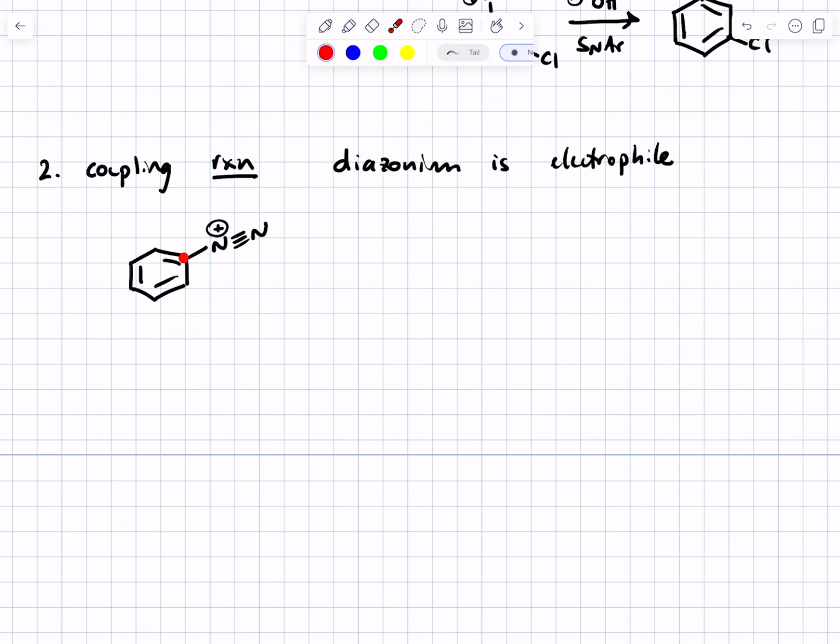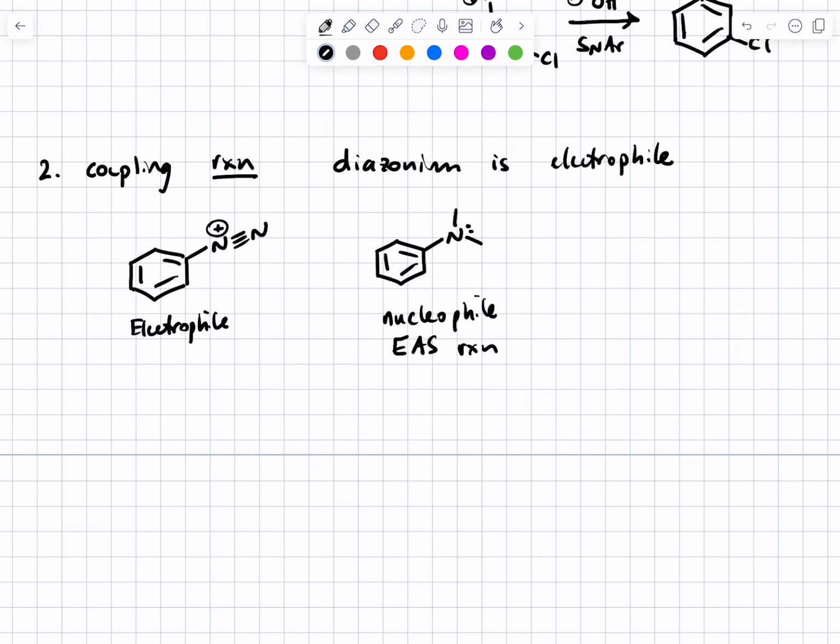Now, we already showed you that this carbon, the one bonded to the leaving group, is electrophilic because a nucleophile can attack there. However, if our nucleophile is another benzene ring, let's use this dimethylaniline as a nucleophile. We can use this benzene ring as a nucleophile in an electrophilic aromatic substitution reaction, and we can use this one as the electrophile, but the electrophilic atom, the spot where the nucleophile is going to attack, is right there.